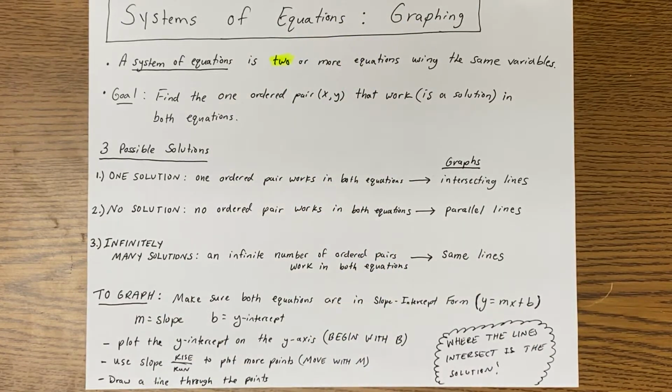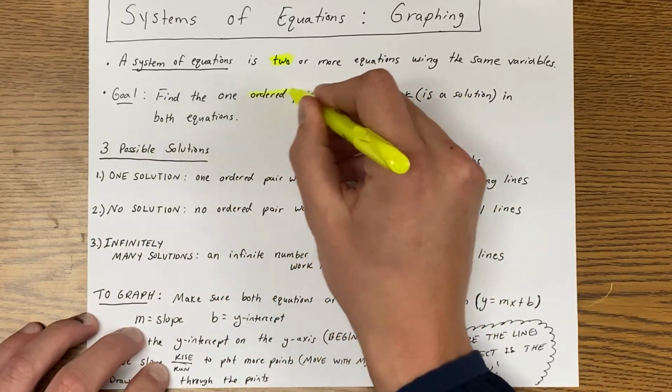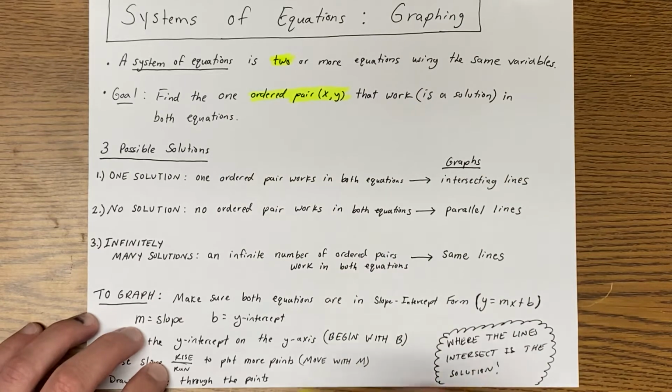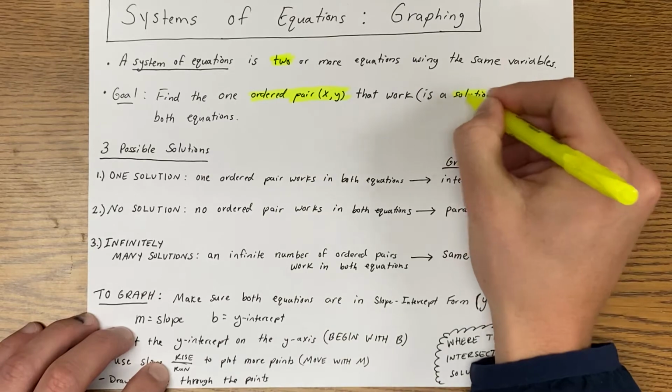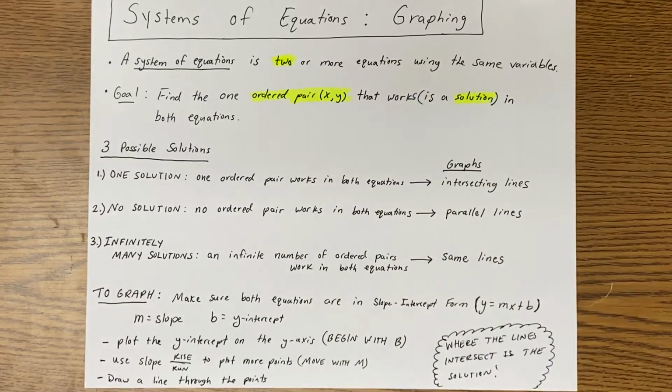So we're going to be dealing with 2 equations here in 8th grade, and most of the time the variables that we're going to use are x and y. The reason we use x and y is because the goal here is to find the one ordered pair. Remember, that is x comma y, that works or is a solution in both equations. Okay, so we're going to hear this word a lot, solution. Find the one ordered pair that works in both of our equations.